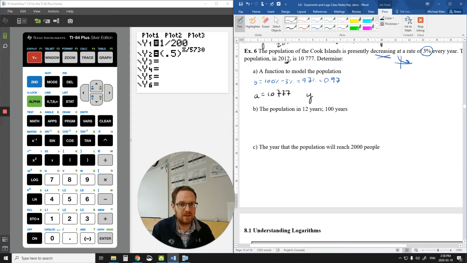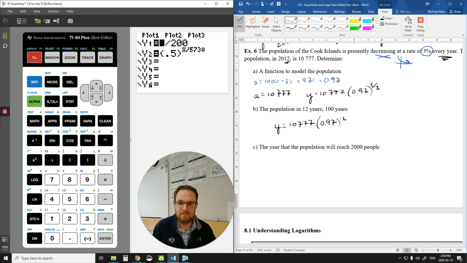So I'm going to create a little function here. I'm going to start off with 10,777. I have a b value of 0.97, and I'm going to have t over p. And you notice that this is every year, so my p value is technically 1. So I don't really necessarily have to write this. So I got this equation, looks pretty good. Now what's the population in 12 years? So we're going to write this out, and we're just going to put a 12 in our exponent here.